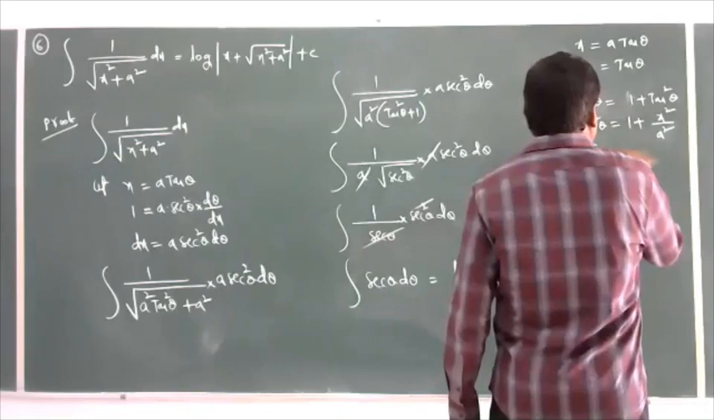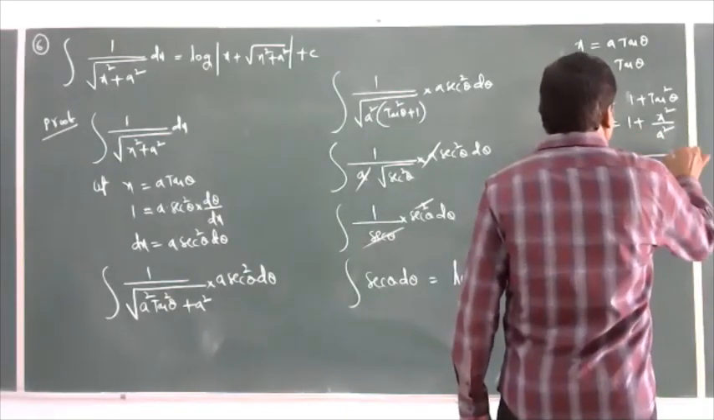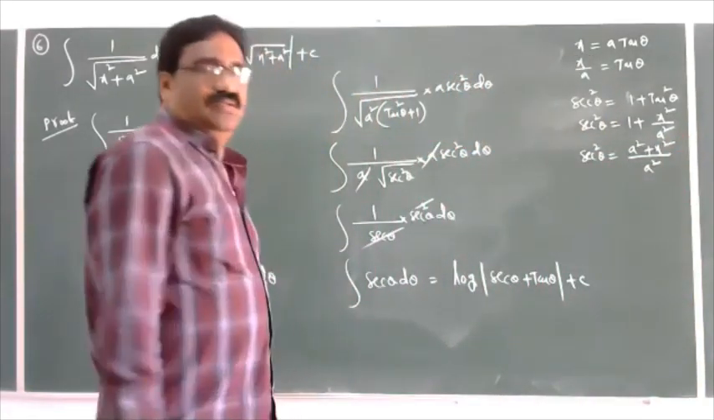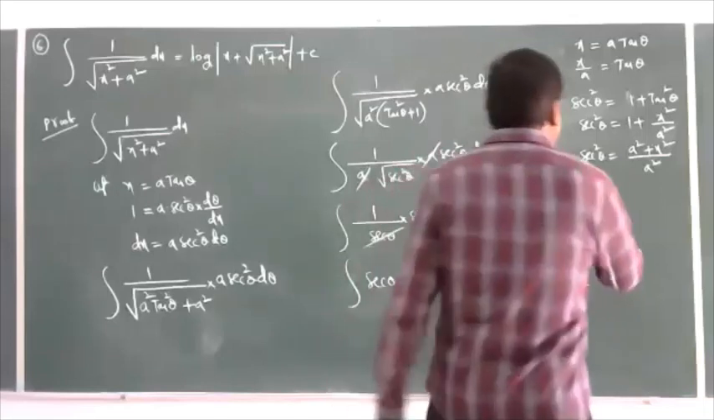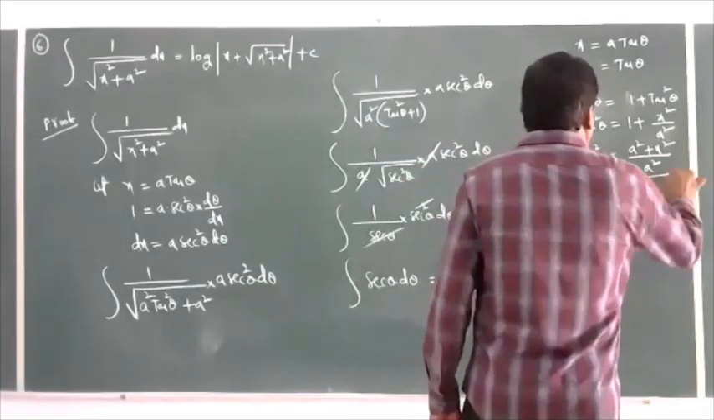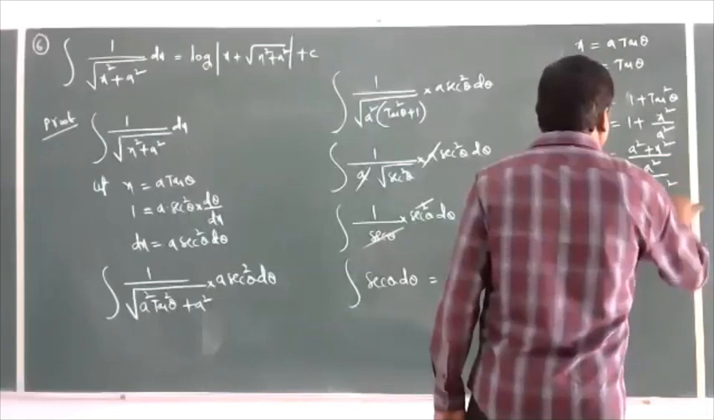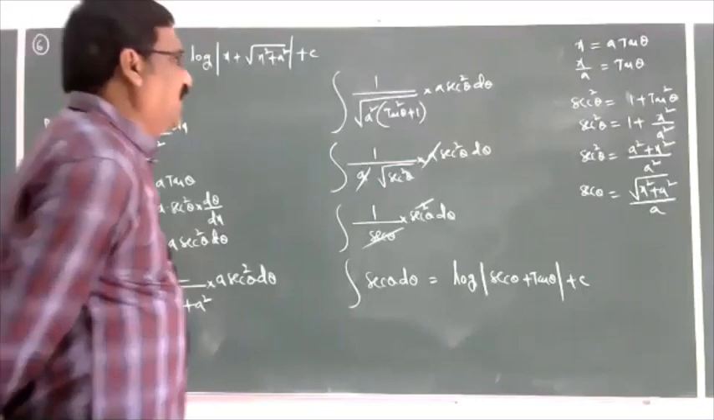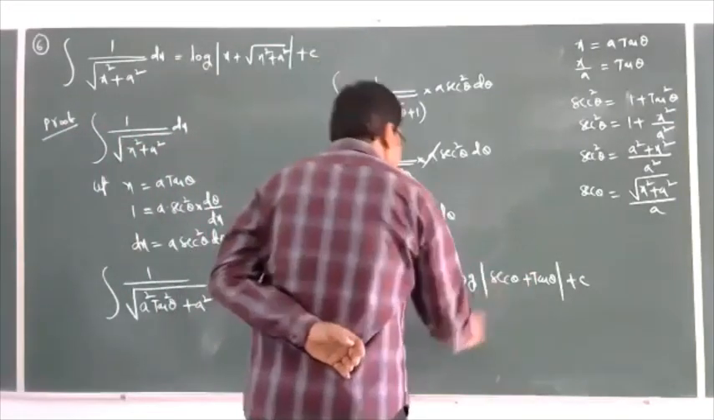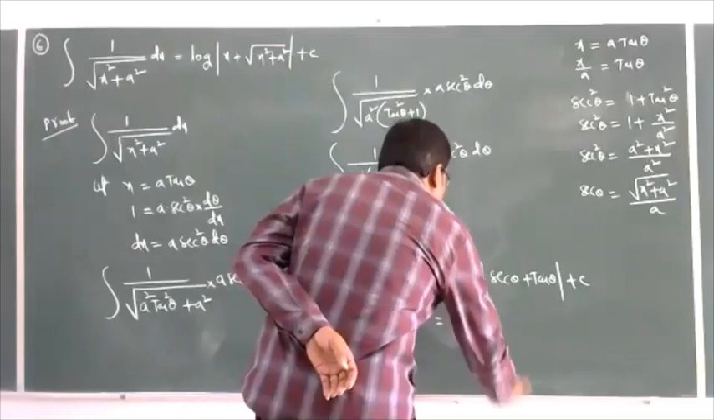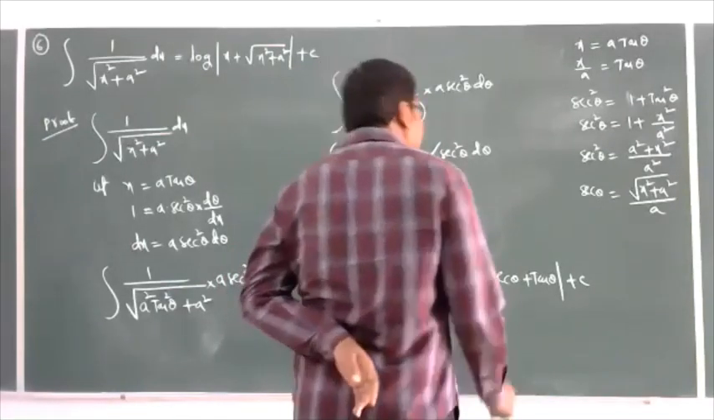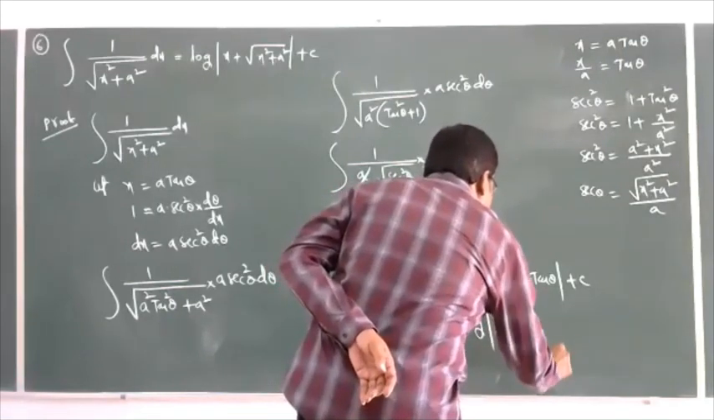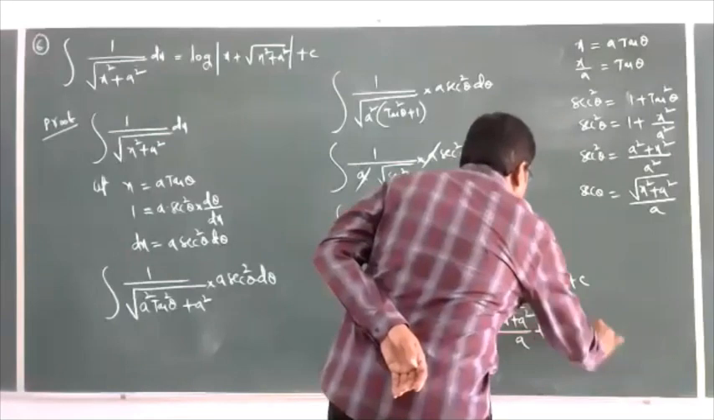That is secant square theta is equal to, taking LCM, a square is the LCM, a square plus x square by a square. From this you get secant theta is equal to root of x square plus a square by a. Then substitute here. That is log mod, root of x square plus a square by a plus tan theta, x by a, plus c.